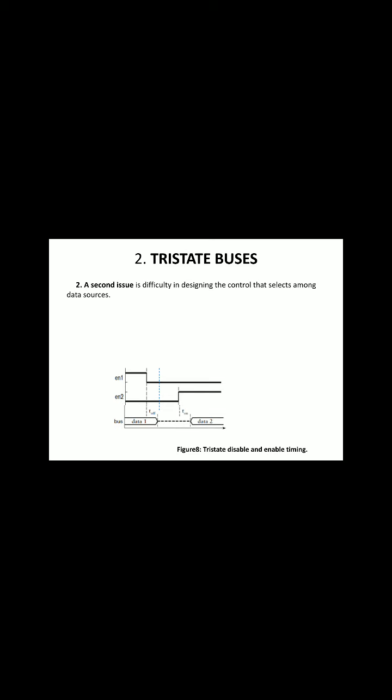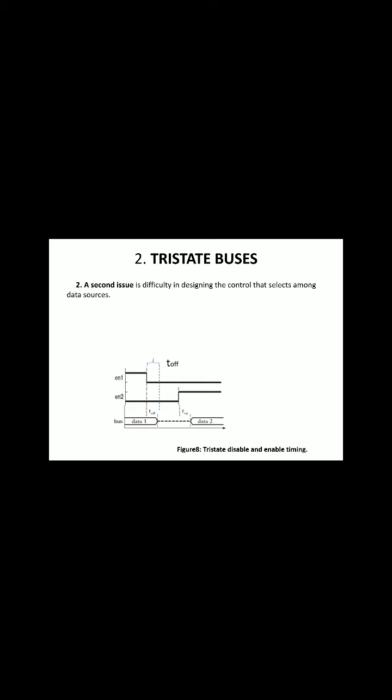Look at the output from the bus. When enable 1 is high, we get the data 1 signal from source 1. When enable 2 is high, we get data 2 from source 2. Observe that in between data 1 and data 2 there is a dotted line. This dotted line occurred because enable 1 and enable 2 are 0 during that particular duration, and the data will be in a high impedance state. We call this data float.